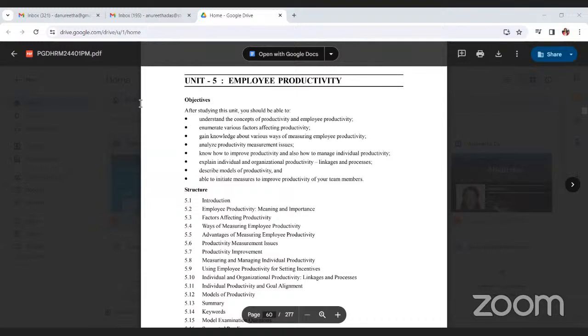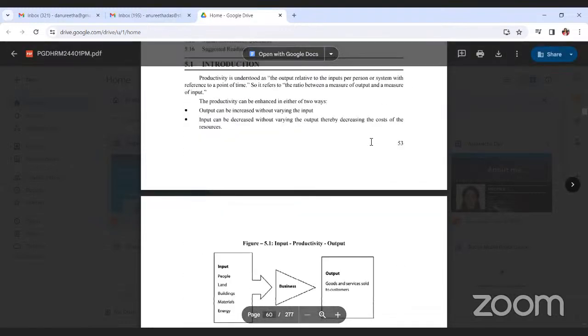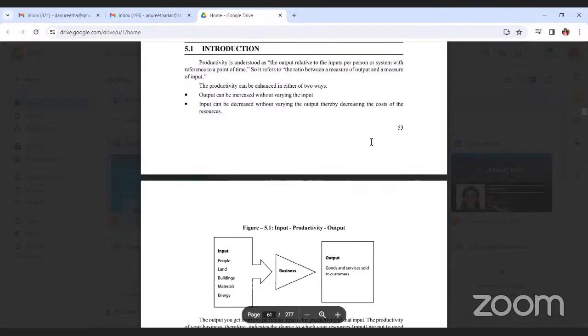So employee productivity we are starting with today. Employee productivity means what is the output that you're getting from the system and what is the point of time that you are finishing that particular work. So how important it is to measure those outputs. So productivity can be enhanced by increasing your output by varying the input, and input can be decreased without varying the output, thereby decreasing the costs of the resources.